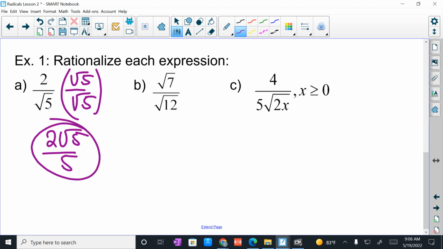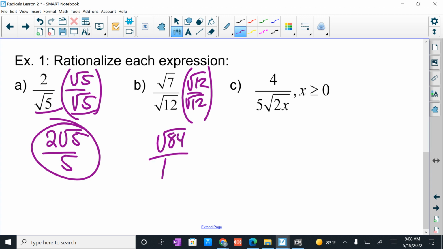How did you get 5 in the bottom? Didn't we just review that square root of 5 times itself is going to be the radicand? Done. Now, how many 12s do I have in a square root there? How many do I need to pull one out? How many do I need in total? How many more do I need? So that's going to be the square root of 84 over 12.